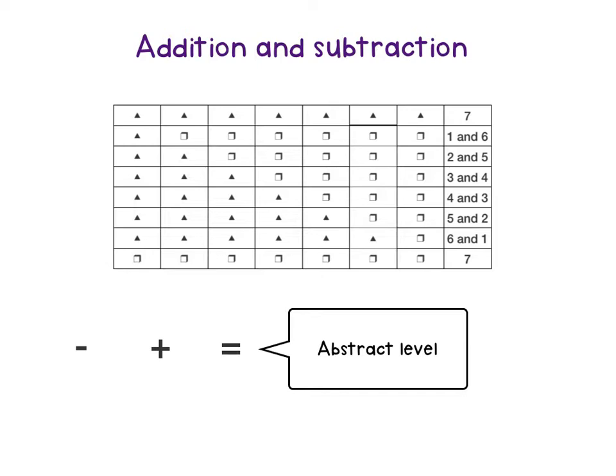Learners who are thinking at an abstract level can be taught what the addition, subtraction, and equal symbols mean, and can substitute that with numbers to make simple equations. For example, they can say 1 plus 6 equals 7, or 7 minus 1 equals 6. This is the first type of algebraic pattern they will come into contact with.